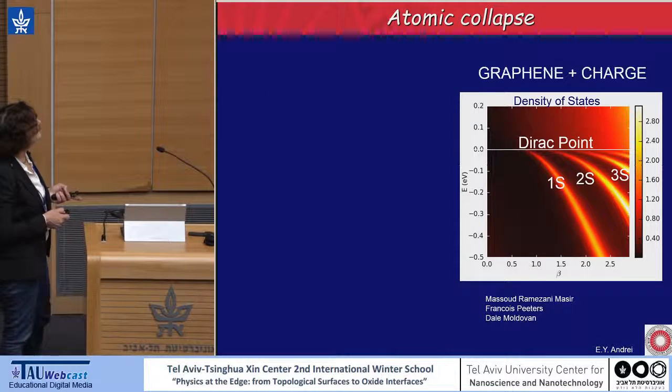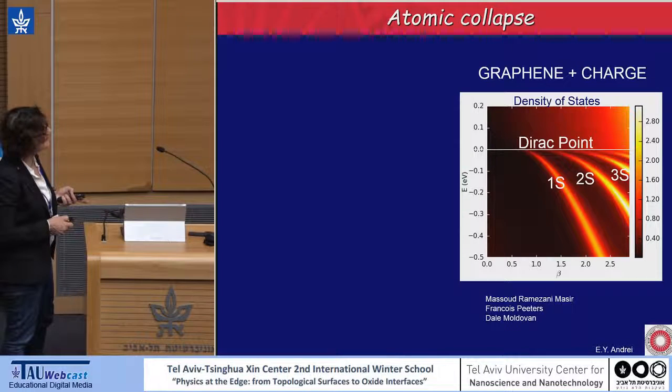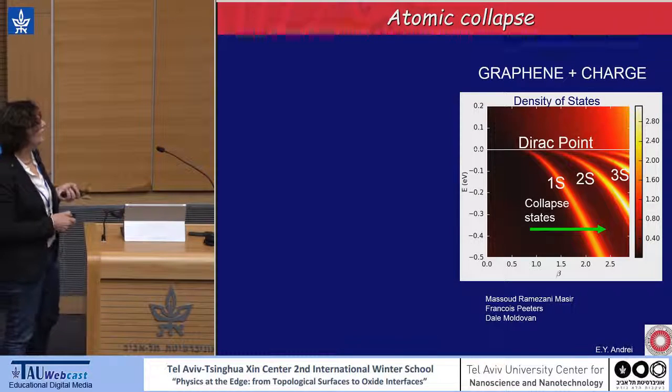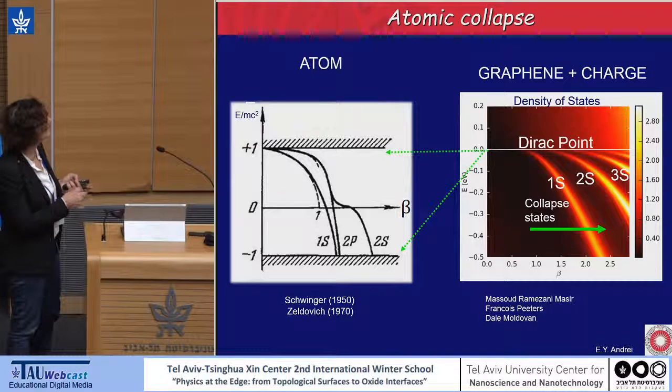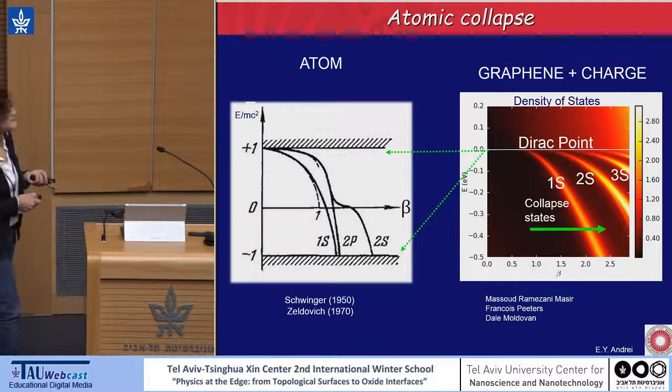Okay, so now this is the density of states as a function of beta in the presence of charge. When the charge is 0, you get the usual Dirac dispersion. And as beta increases, there is a critical value where you suddenly see these states sinking into the Dirac continuum, and these are the equivalent of the 1s, 2s states in a Rydberg atom. So these are the collapse states. Now comparing to the collapse states in a real atom, essentially we have no mass gap. So you're going directly from this continuum above mc squared to the Dirac continuum here, to the collapse states.